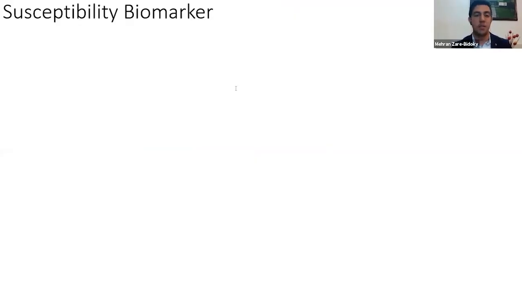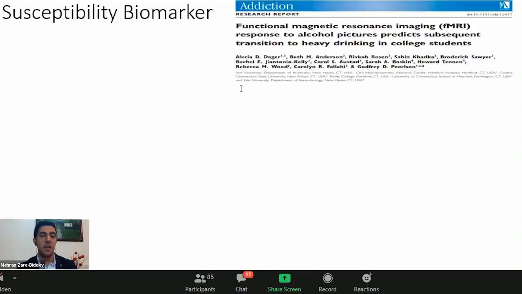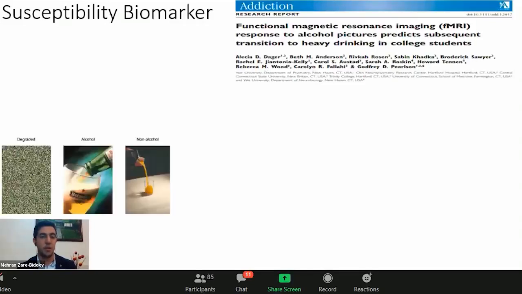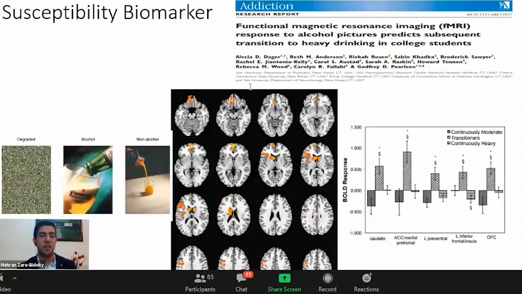Susceptibility biomarker is a biomarker that indicates the potential for developing a disease or medical condition in an individual who does not currently have clinically apparent disease or the medical condition. In this study, 43 college students underwent an FDCR task with alcohol-related cues, and then they were followed up for 1 year about use behaviors, and then they were categorized into 3 groups: those who remained moderate drinkers, those who transitioned to heavy drinkers, and those who remained heavy drinkers.